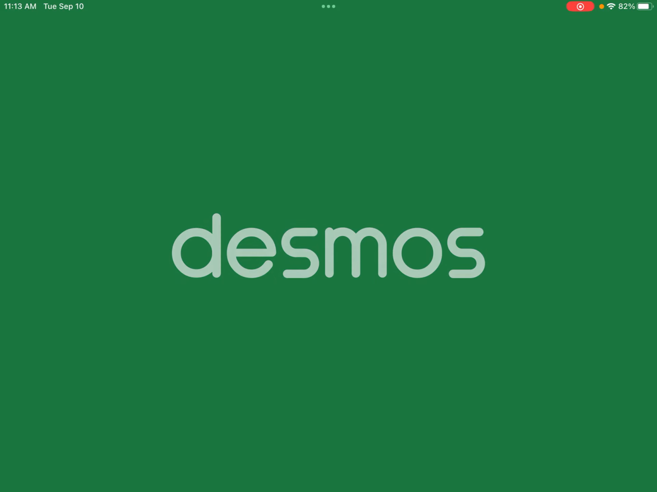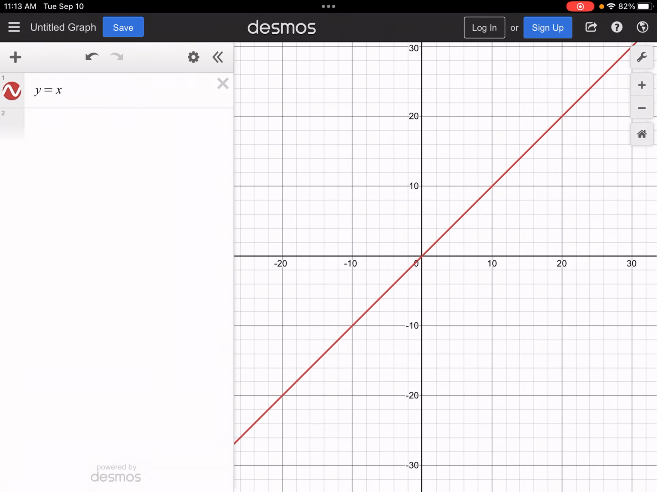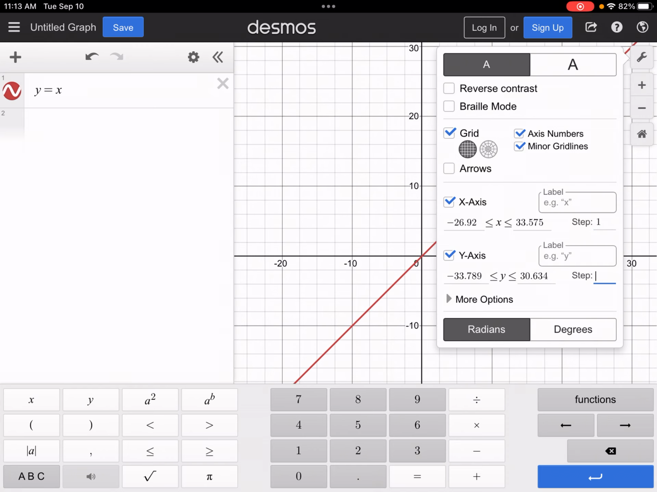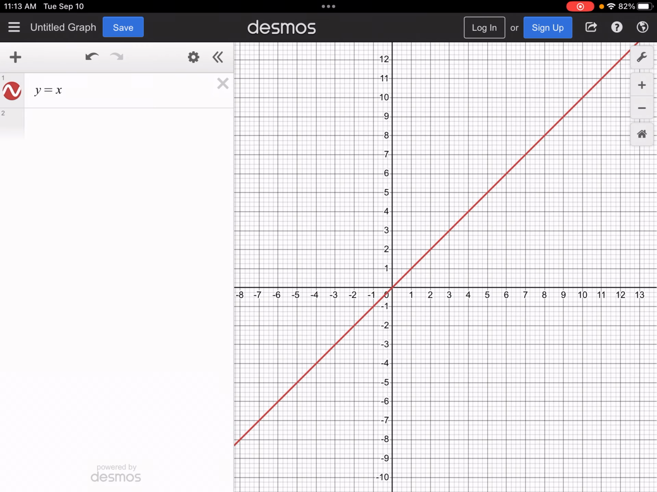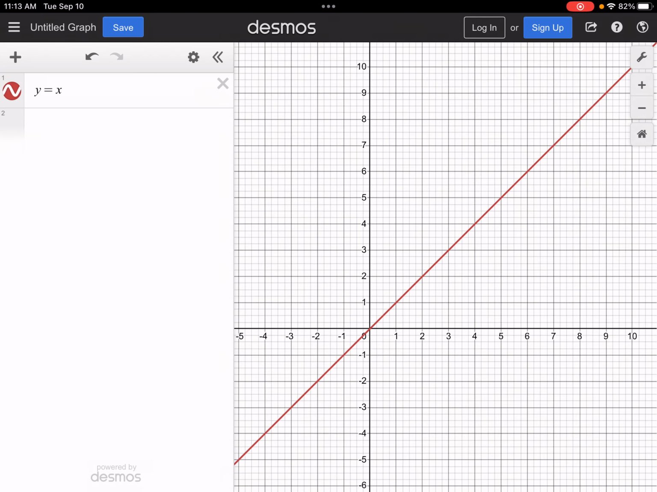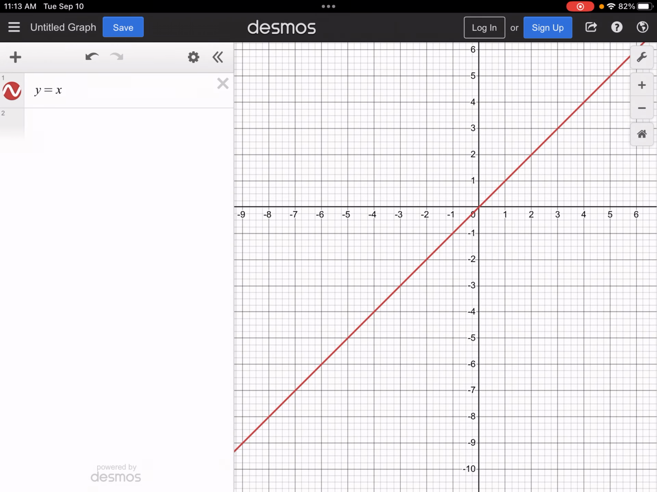y equals x, that is a line. It's a diagonal line, right? It's called y equals x. Why? Because it's at all the points where y equals x. It's at (1, 1), (2, 2), (3, 3), (4, 4), (5, 5), (6, 6), (7, 7). And then it does the same thing backwards: (-1, -1), (-2, -2), (-3, -3), and so on.